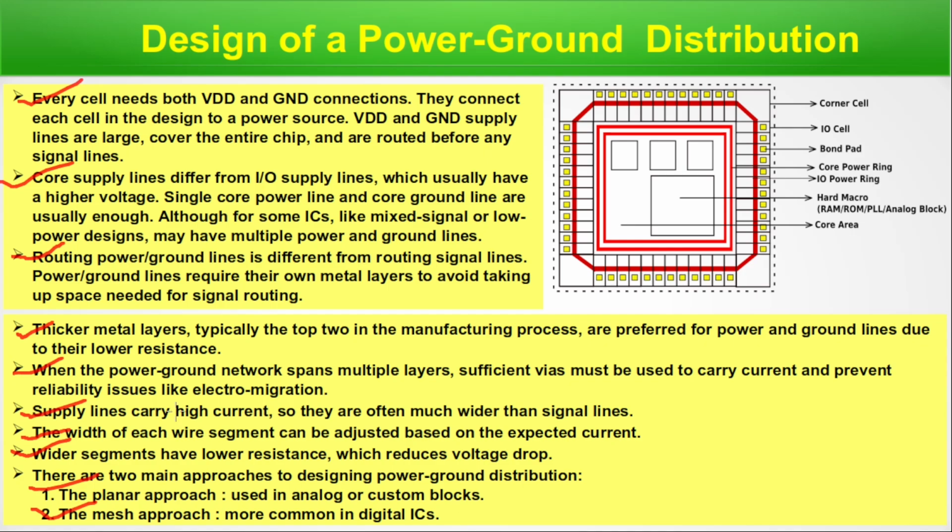And this is basically about the power lines, why they are wider. Thicker metal layers are used. If the power ground network spans multiple layers, sufficient vias must be used to carry current and prevent reliability issues like electromigration. Electromigration may happen because heavy current flows. Electromigration is a common reliability issue. We have discussed it multiple times. Sufficient vias must be used to avoid electromigration. We are done with this slide. We will move to the next slide.